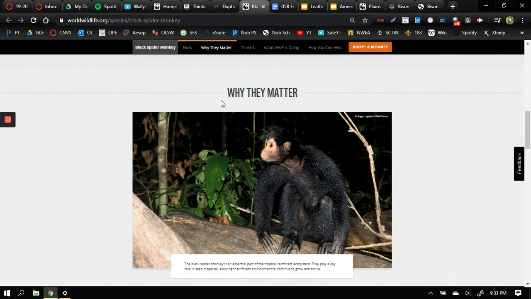Well, it says here why they matter on the World Wildlife Fund webpage. It says the black spider monkey is an essential part of the tropical rainforest ecosystem. They play a key role in seed dispersal, allowing their forest environment to continue to grow and thrive. Seed dispersal. Now you see, the black spider monkey will eat fruits and nuts, and sometimes as they're eating, they will drop things as they eat, and those parts of the plants, the seeds and the nuts, will fall to the ground and will then germinate and become new plants. But seed dispersal in scientific terms is code for eating seeds and then later pooping them out somewhere else.